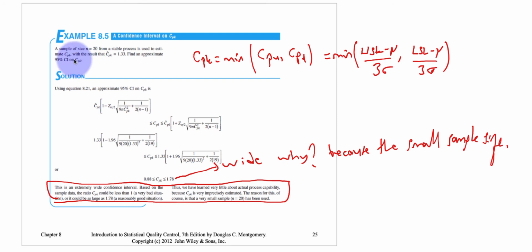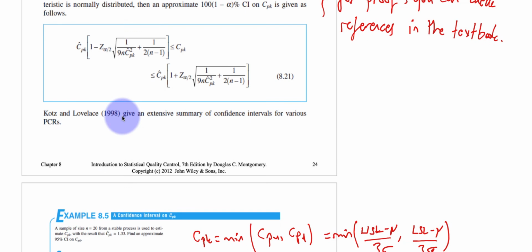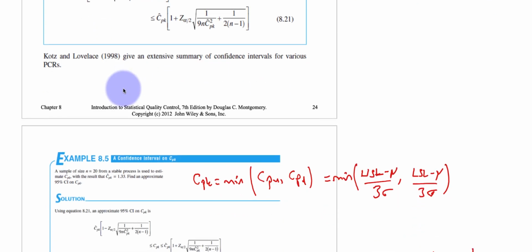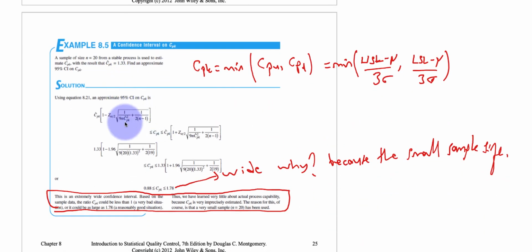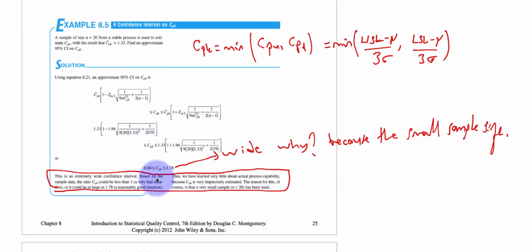And we want to construct a 95% confidence interval. You just plug in the numbers, okay? We are just using the numbers. Then plug in here. Then we come up with the confidence interval for the CPK. It is also wide. Why? Because of the small sample size, right? Sample size is also small here.